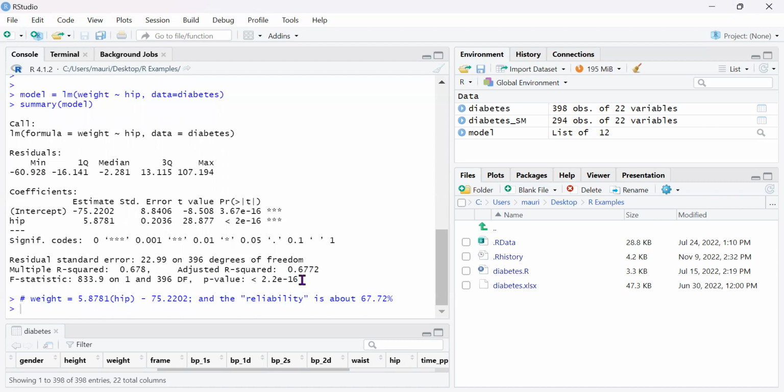One more thing is, what does this p-value mean? This p-value is testing the null hypothesis that the R square equals 0. So it tells you that the R square is significantly different from 0. The p-value is less than 2.2 times 10 to the power minus 16.